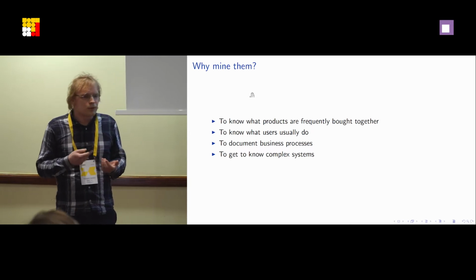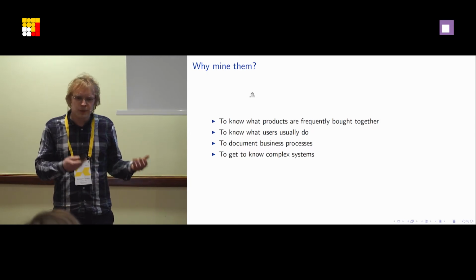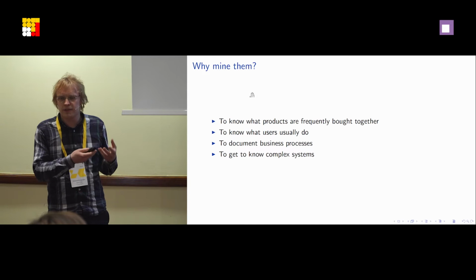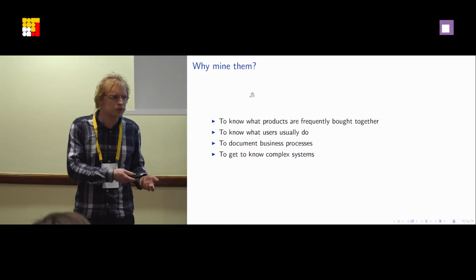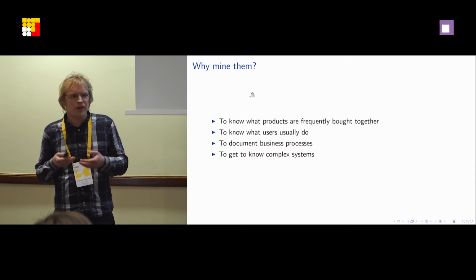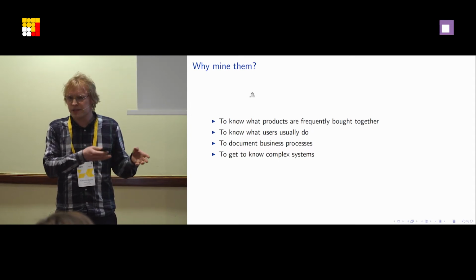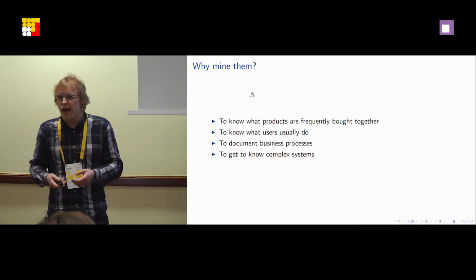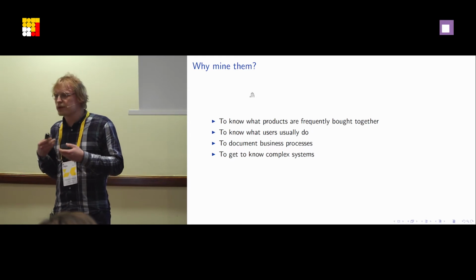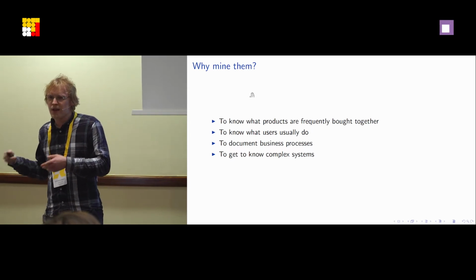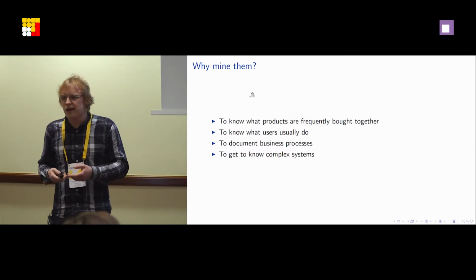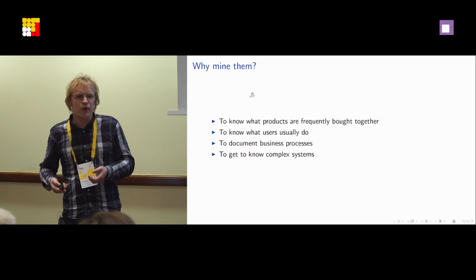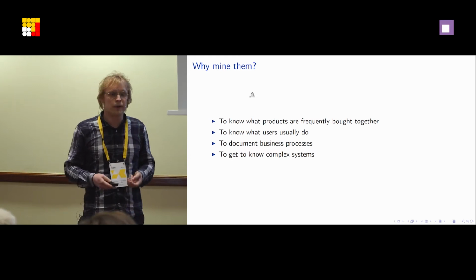So why would we like to have it? We would like to, as I said, find frequent sets of products that are usually bought together. For example, the store may want to locate these products nearby, and we would like to know, for example, how the user usually behaves on our side, so we could make improvements in our interfaces and so on.